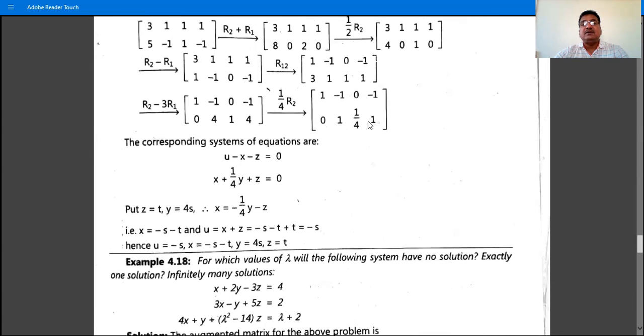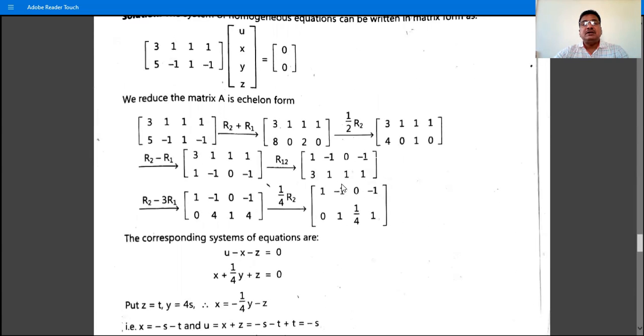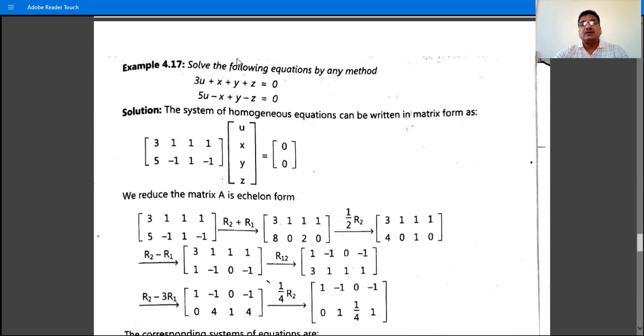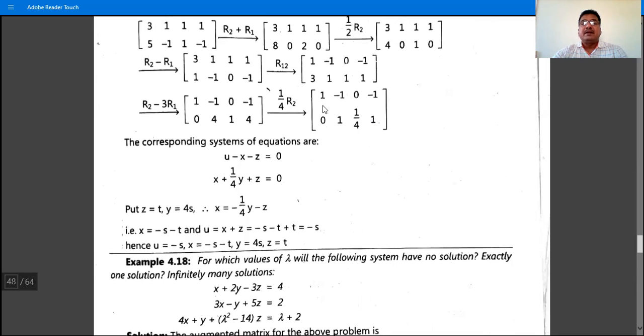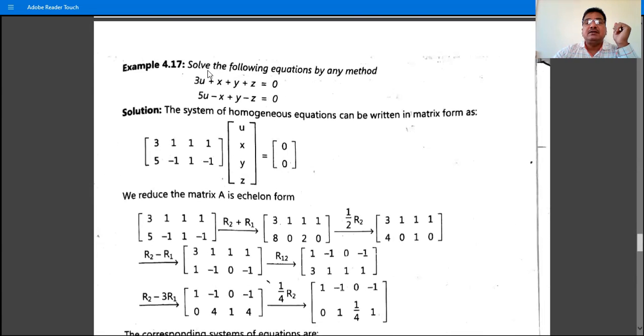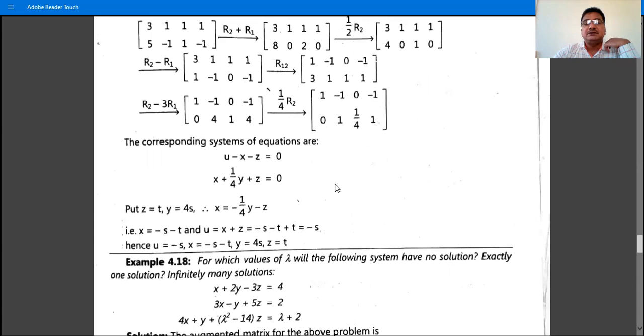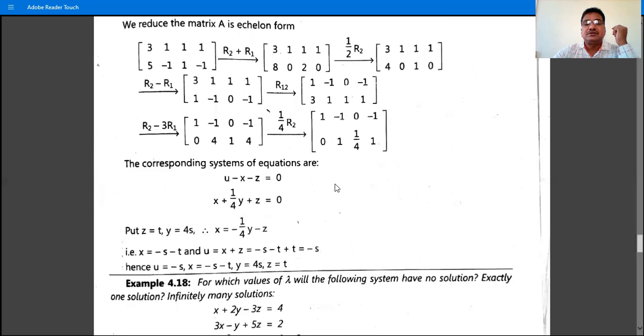Then rewrite the equation. This system is homogeneous, so it is always consistent. And if we observe, the rank of A is 2, rank of AB is also 2, and it is strictly less than the number of variables because there are 4 variables. So the system has infinitely many solutions.